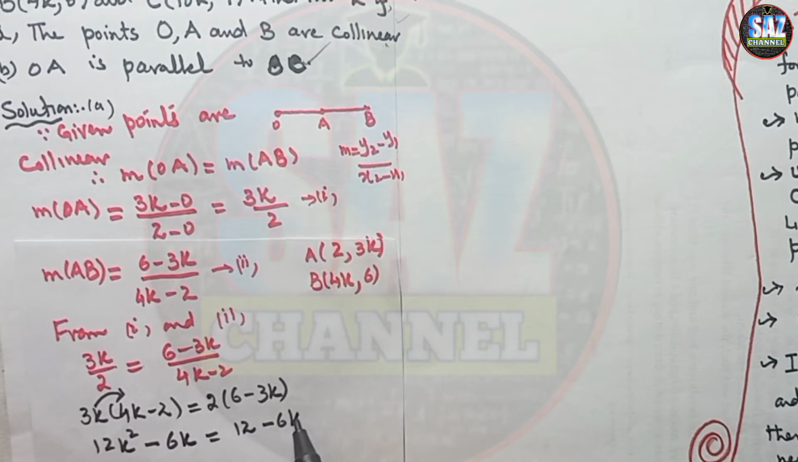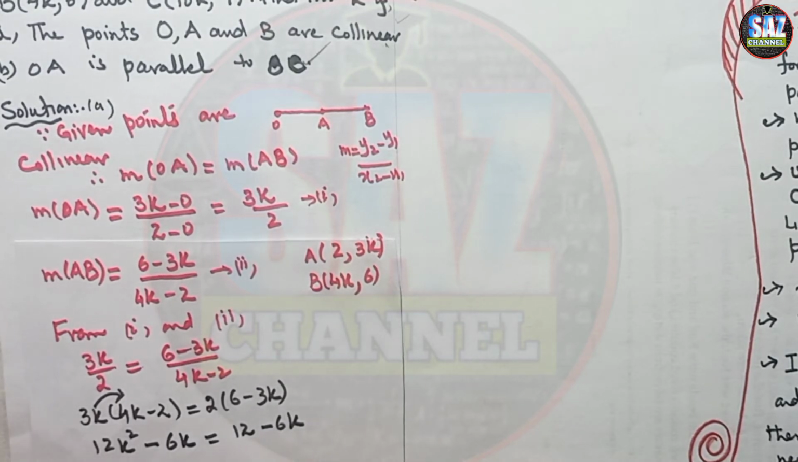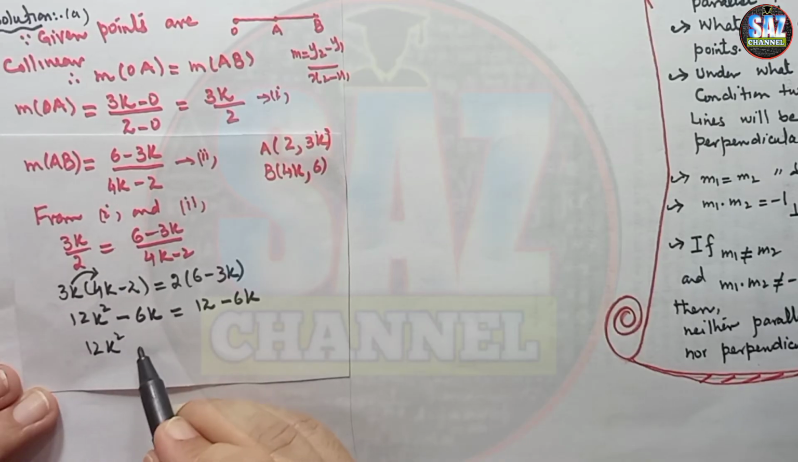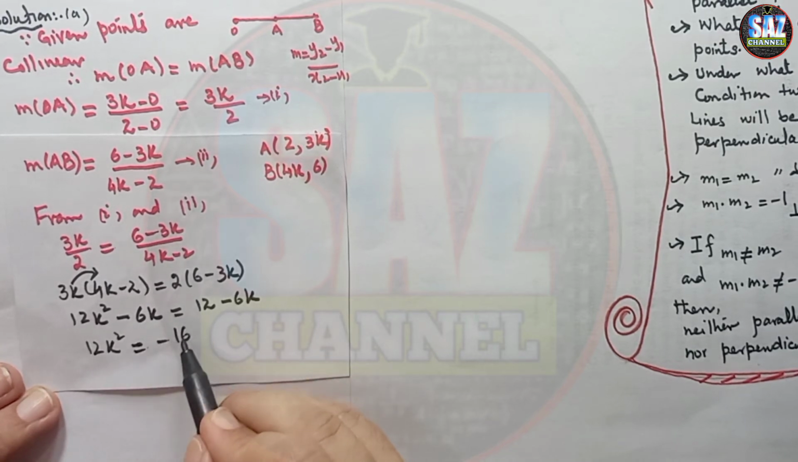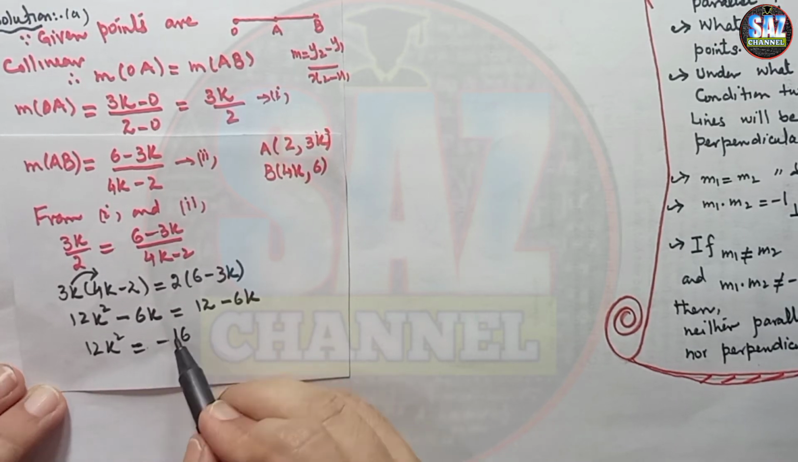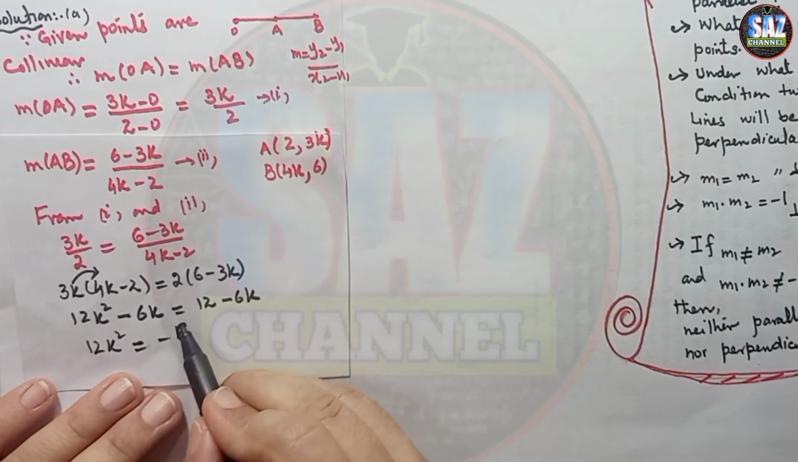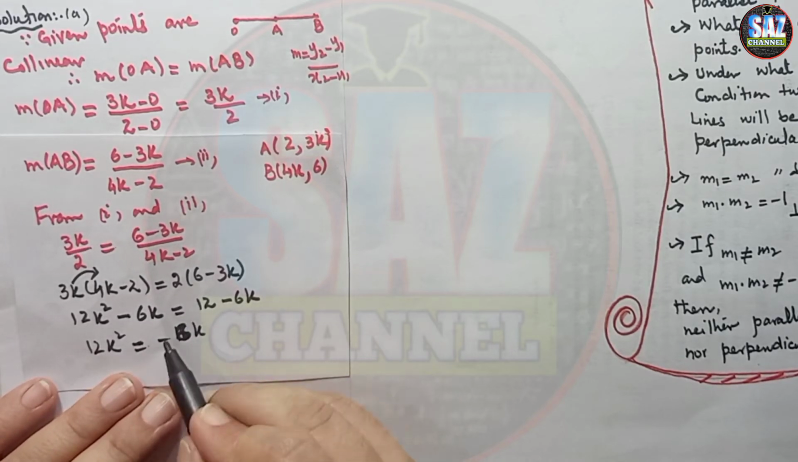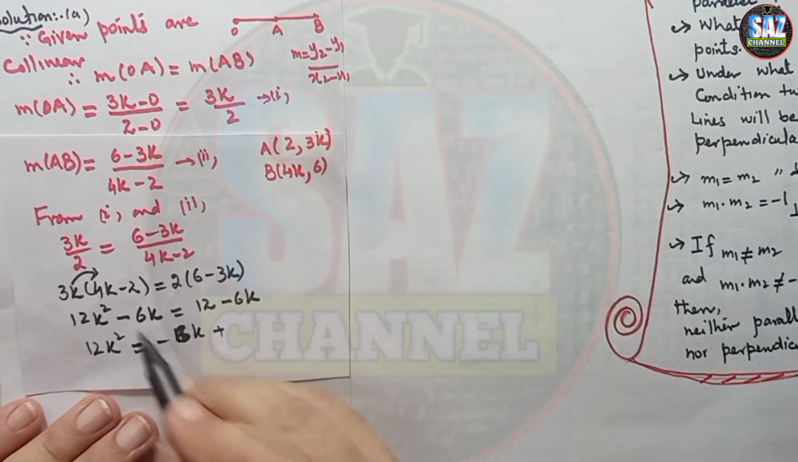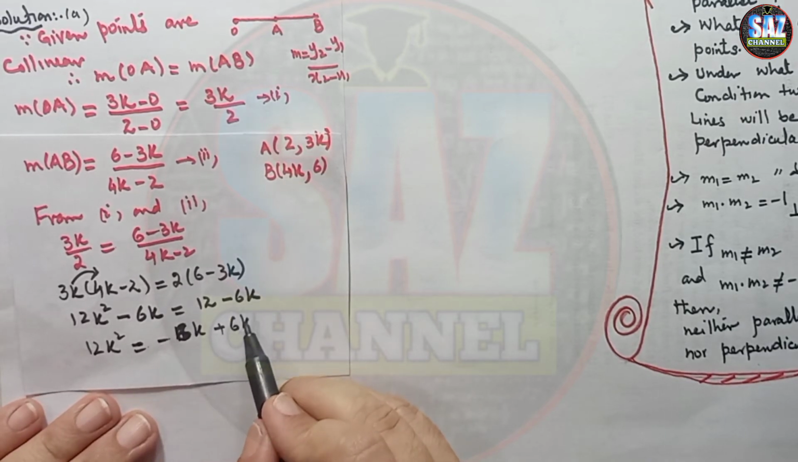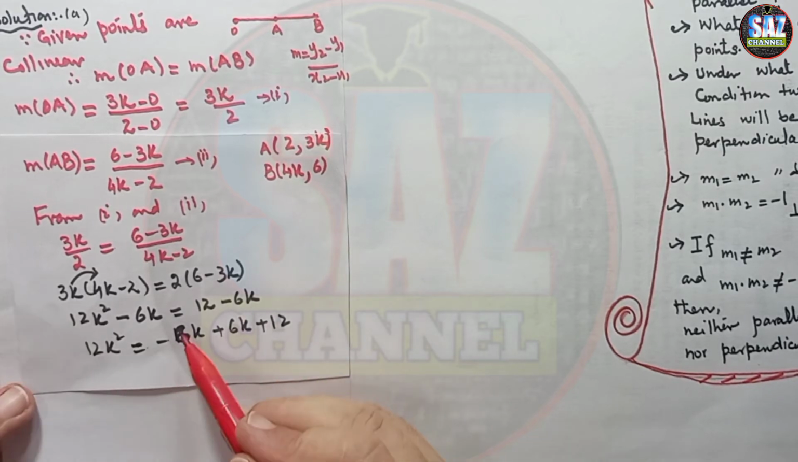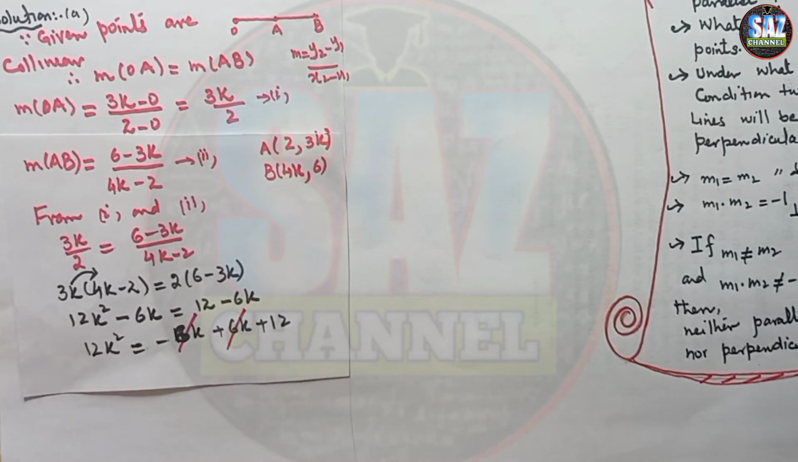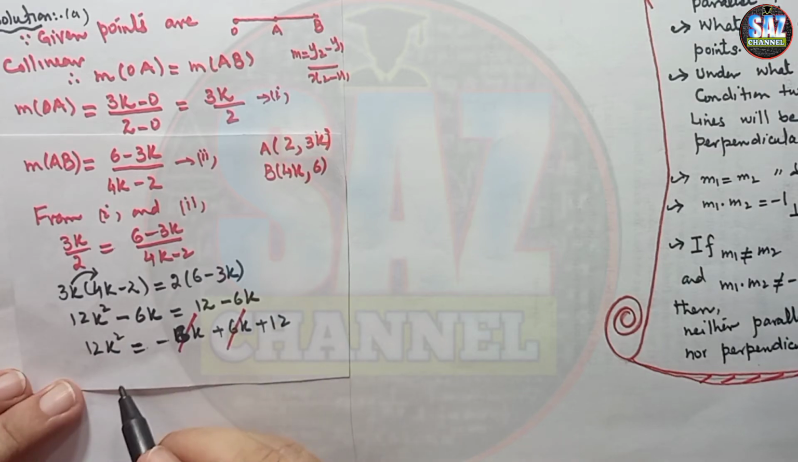Now shift this 6k to the other side. 12k square minus 6k equals 12 minus 6k. Let me write it properly: minus 6k is already here, and I'm shifting this 6k to the other side, so 6k plus 12. Now this 6k will cancel with the other 6k, and I'm left with 12k square.